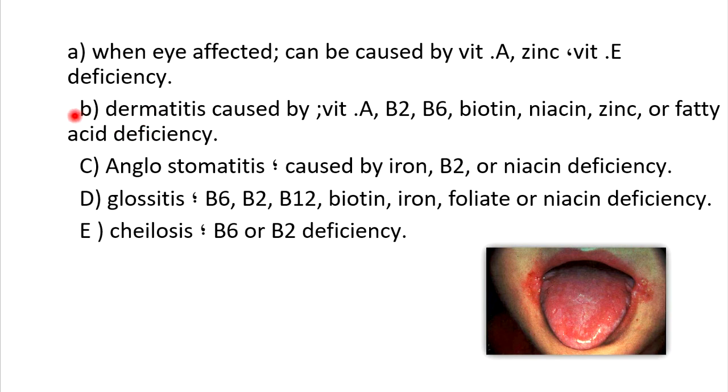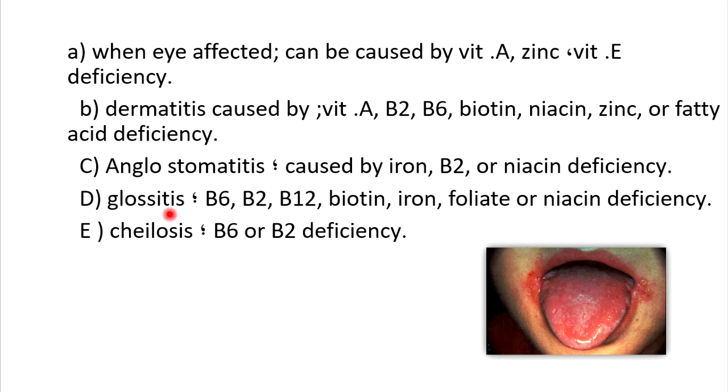deficiency. B, dermatitis. When you find dermatitis, you think about deficiency of vitamin A, B2, B6, biotin, niacin, zinc or fatty acid deficiency. Angular stomatitis, تشقق in the lips with stomatitis in the mouth. This is maybe caused by iron, B2 or niacin deficiency.